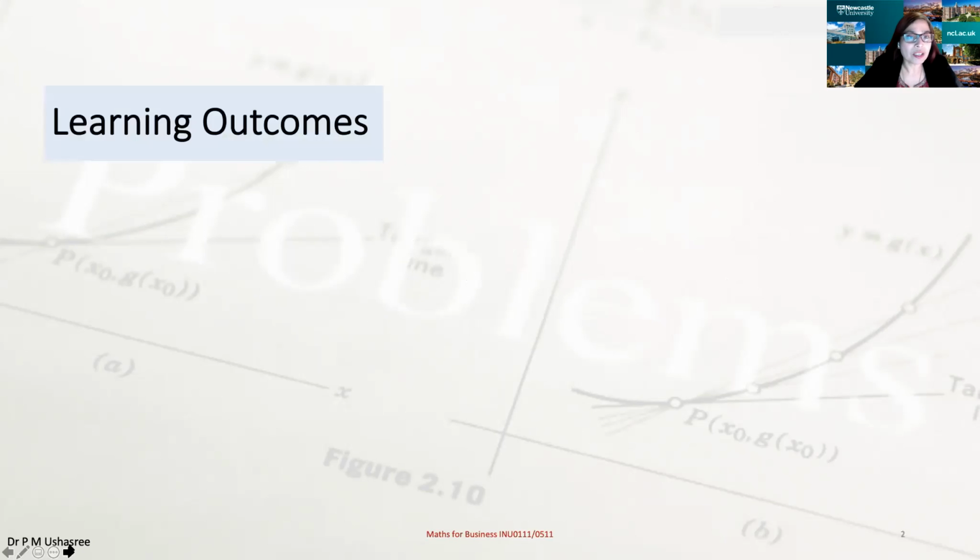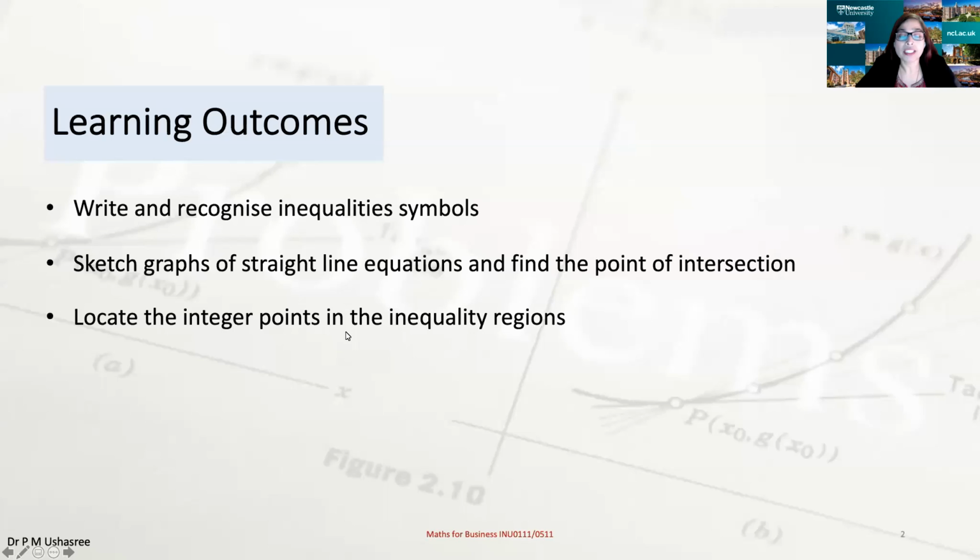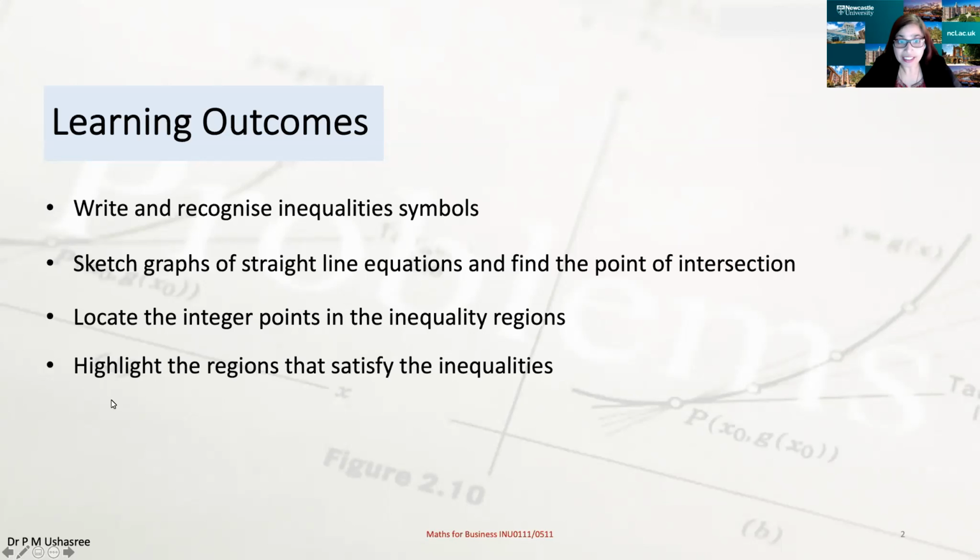So what are the learning outcomes this week? By the end of this week, you should be able to write and recognize inequality symbols. You should be able to sketch graphs of straight line equations and find the point of intersection. You should be able to locate the integer points in the inequality regions. You should be able to highlight the regions that satisfy the inequalities.